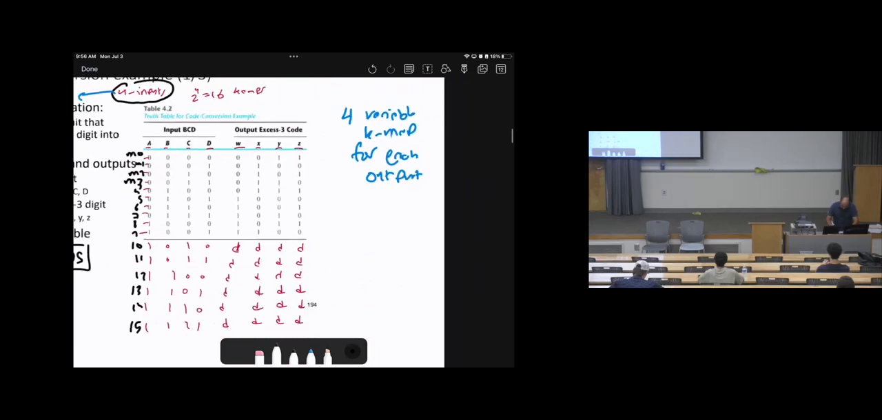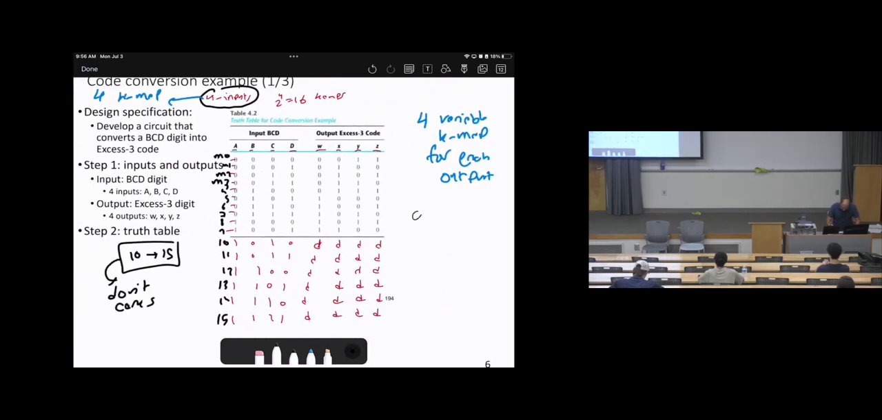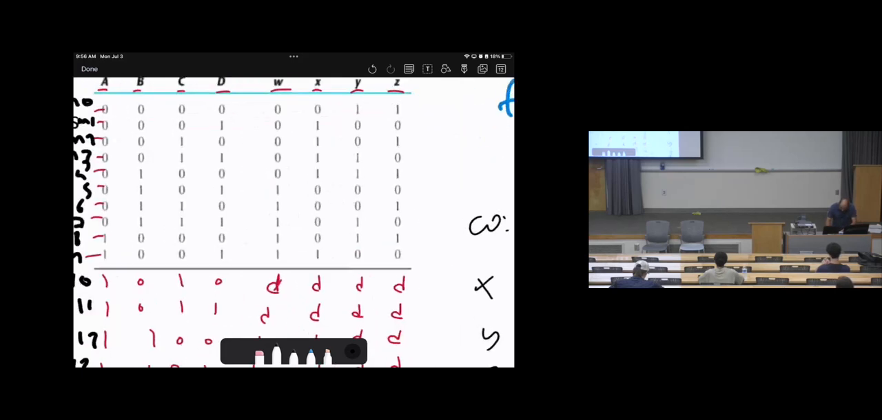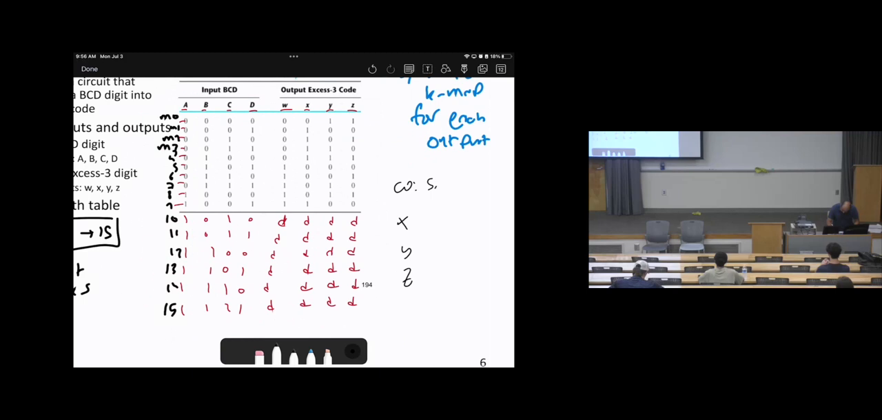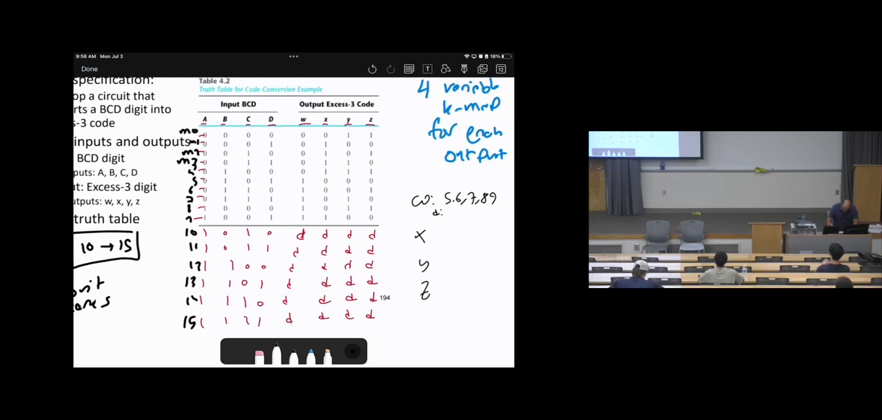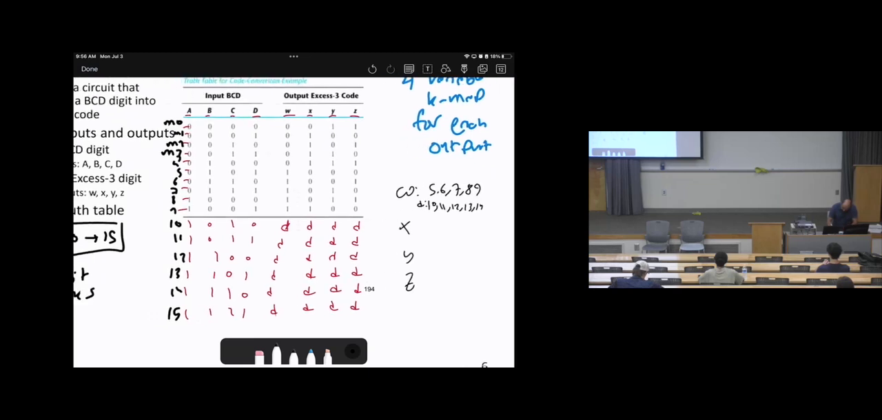Now look at the variable W. What are the minterms with variable W? Then look at X, then Y, Z. For variable W, the minterms are 5, 6, 7, 8, 9. And the don't cares associated with it are 10, 11, 12, 13, 14, 15. Those are the don't cares.